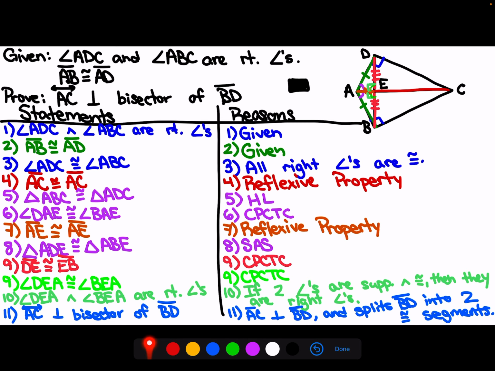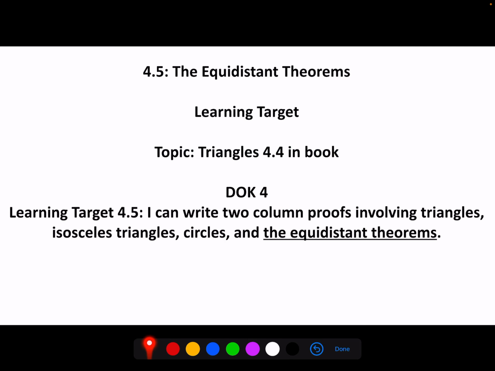All right, so we have now finished today's lesson. We've covered 4.5, the equidistant theorems. Again, our learning target was I can write two-column proofs involving triangles, isosceles triangles, circles, and the equidistant theorems.